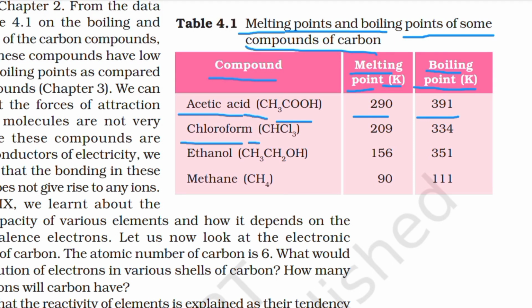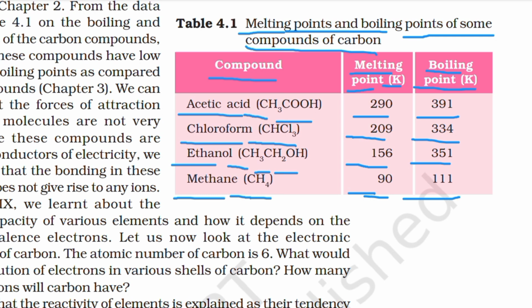Chloroform, CHCl3, melting point 209, boiling point 334. Ethanol, CH3CH2OH, melting point 156, boiling point 351. Methane, CH4, melting point 90, boiling point 111.